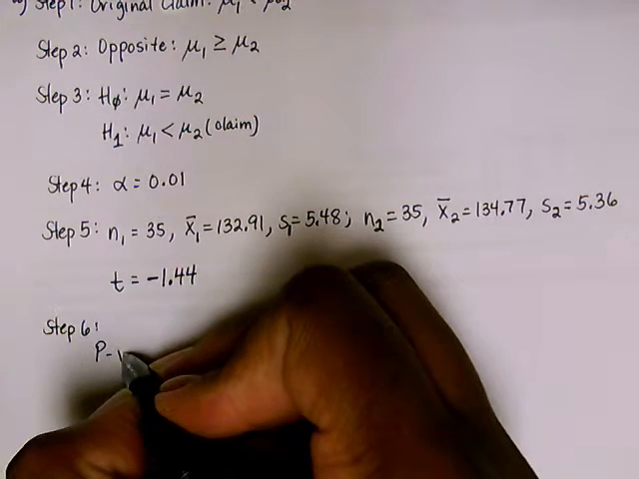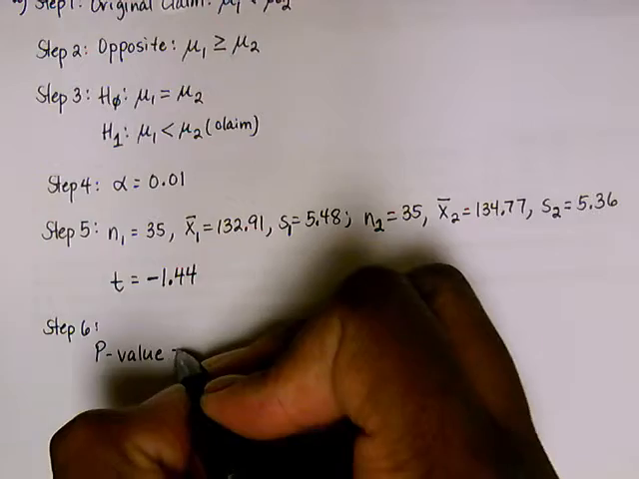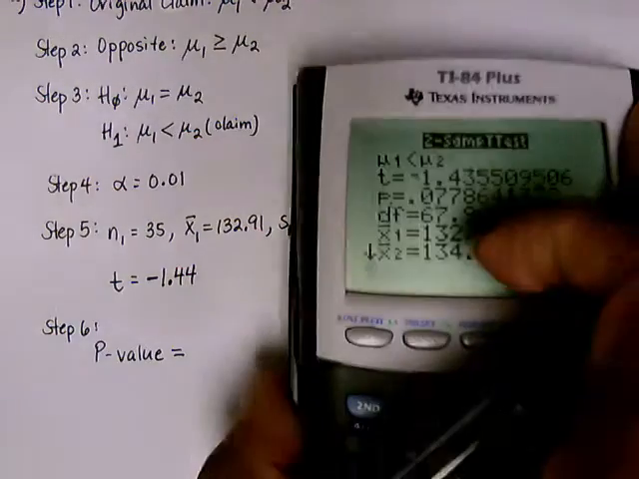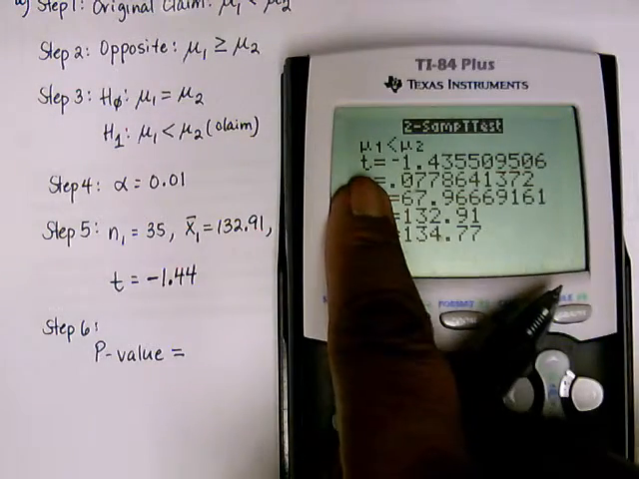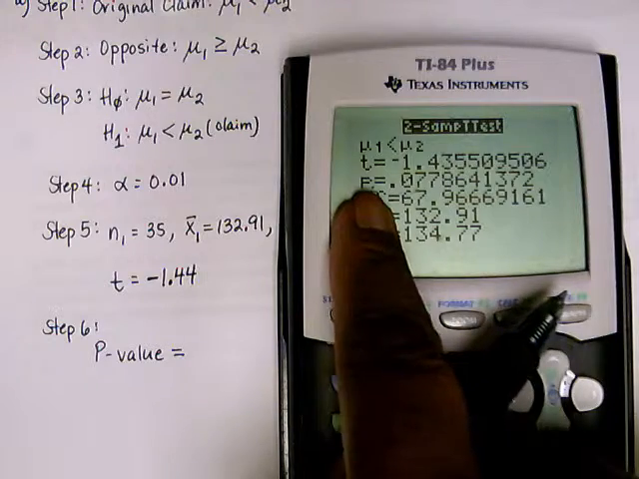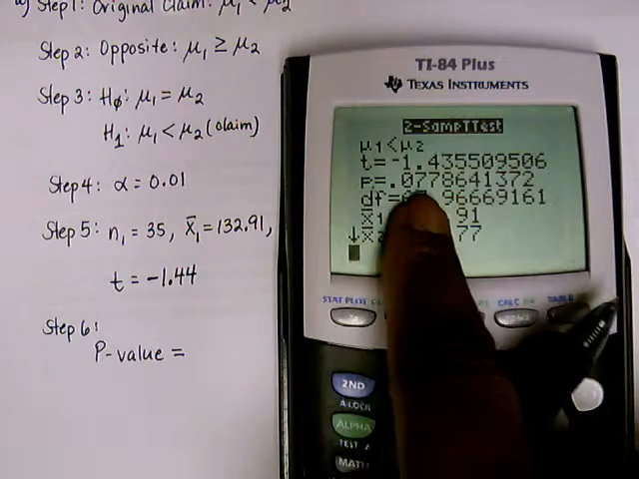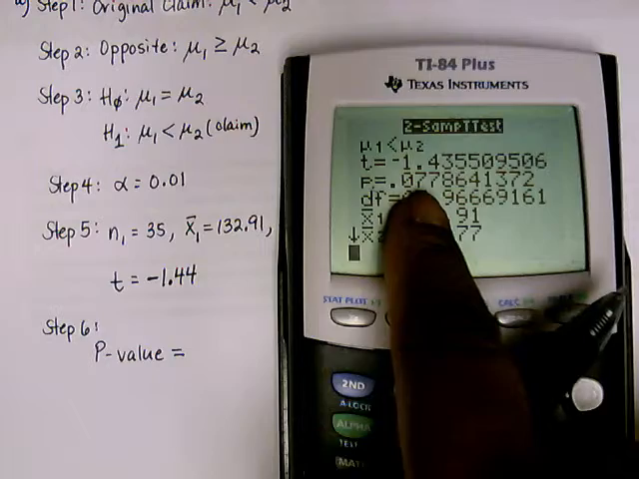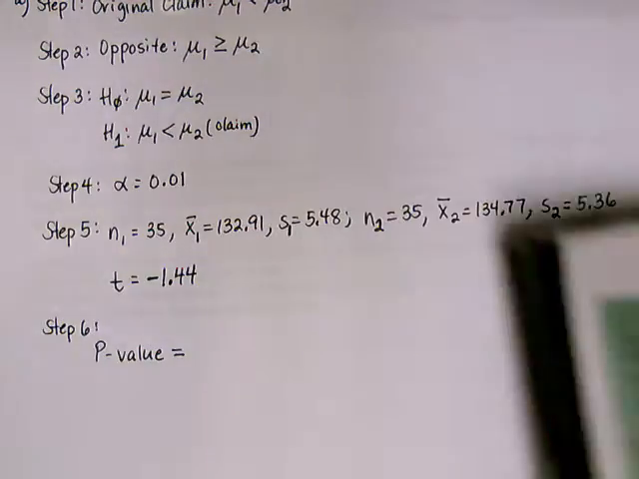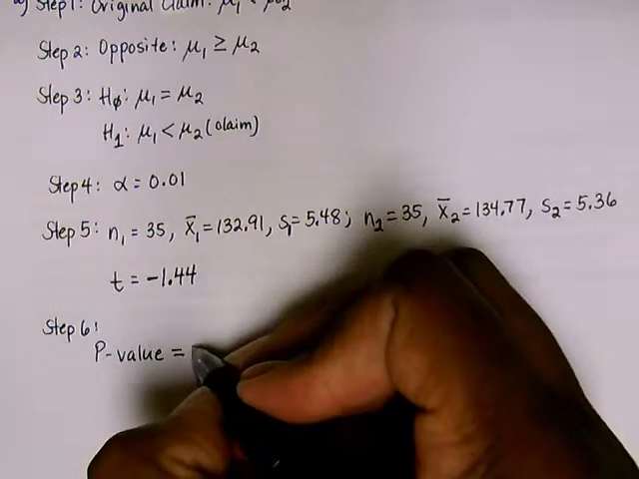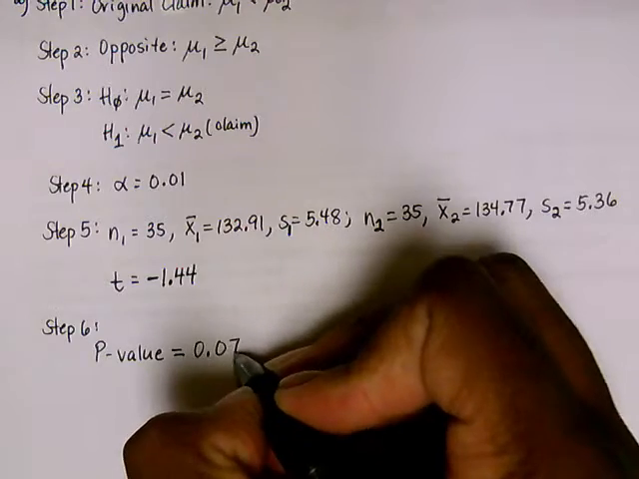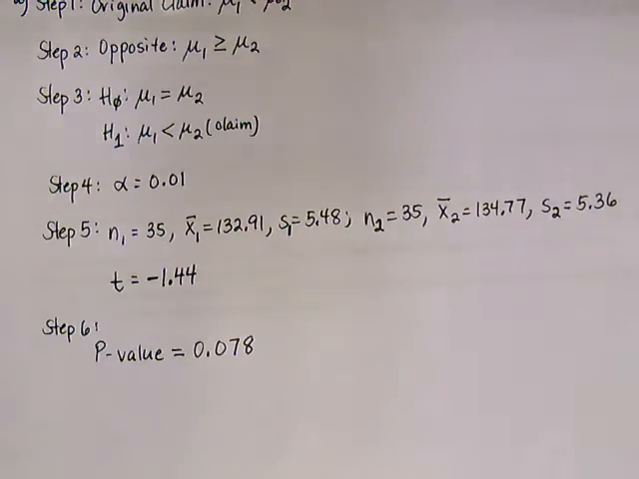Step number 6 is your p-value, and that comes from the graphing calculator as well. Under your t test statistic is p, which is your p-value. To 3 decimal places, this will be 0.078. So your p-value there is 0.078.